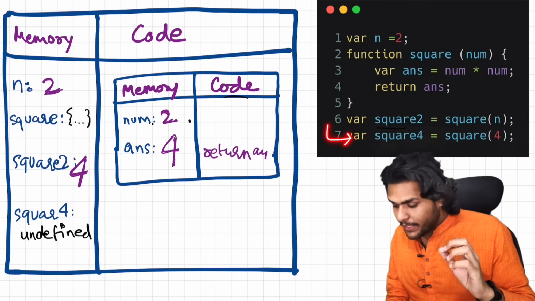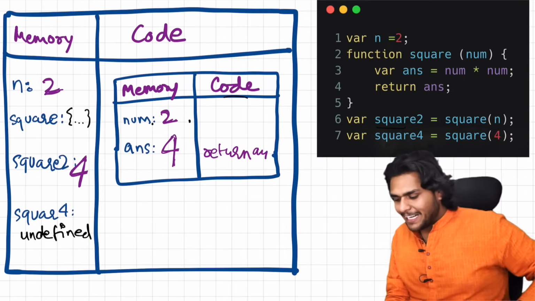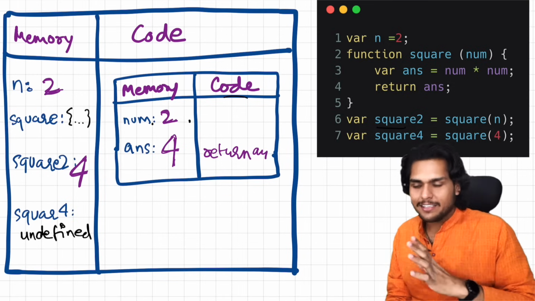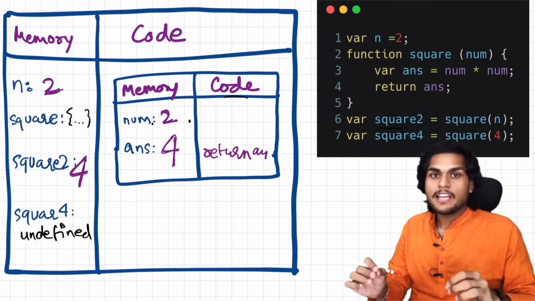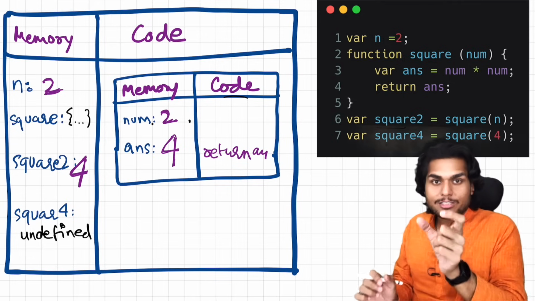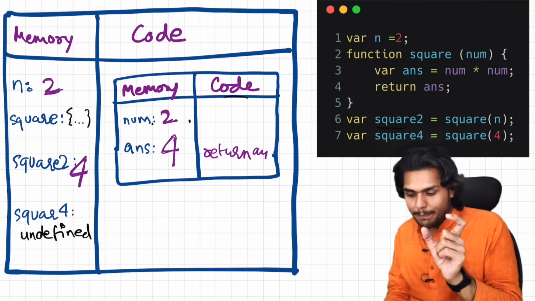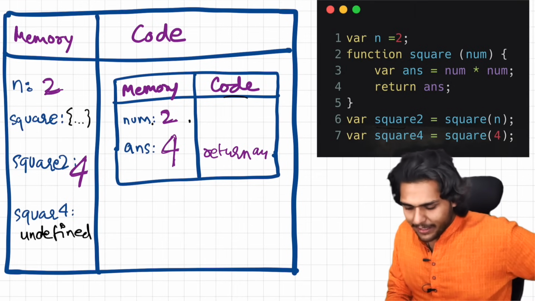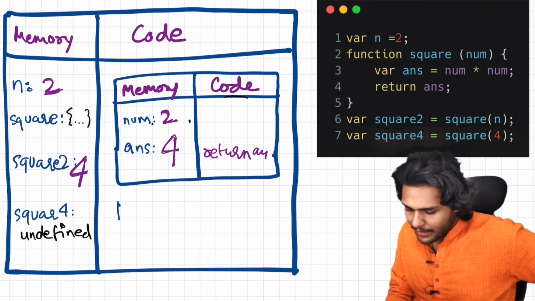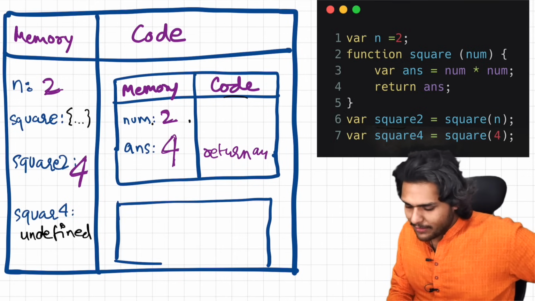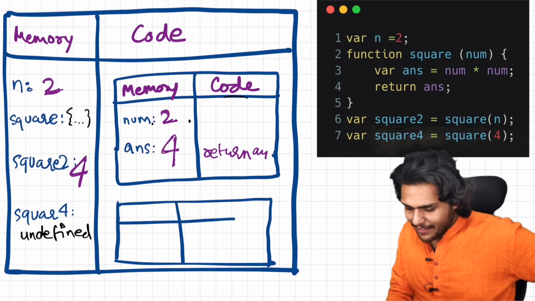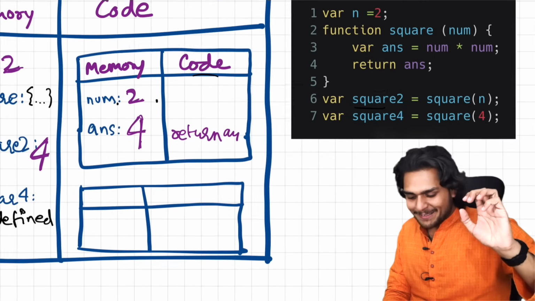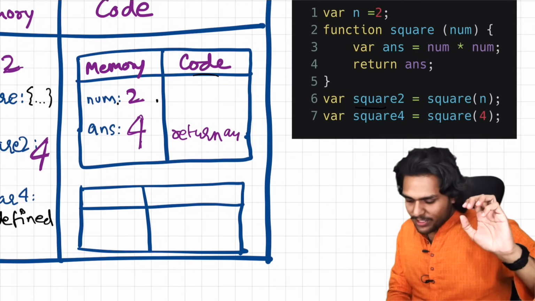In line number 7, we are again invoking a function, right? The only difference is we are now passing in 4 as an argument directly. That's it. Nothing will change. Similarly, as soon as this function invocation happens, a brand new execution context will be created. So let us create one quickly and see how things work. Here we create the new execution context, and apologies for this drawing, I'm not very good at drawing.